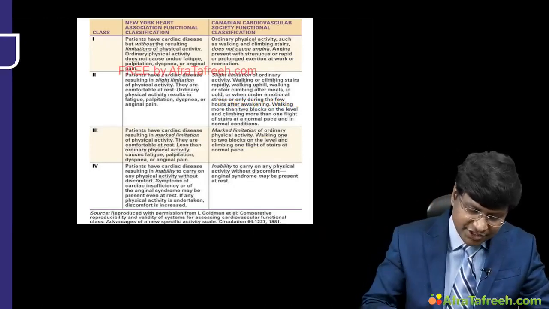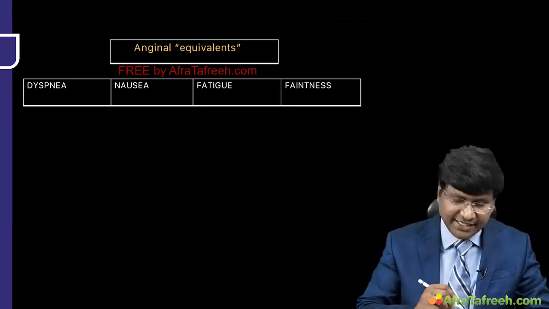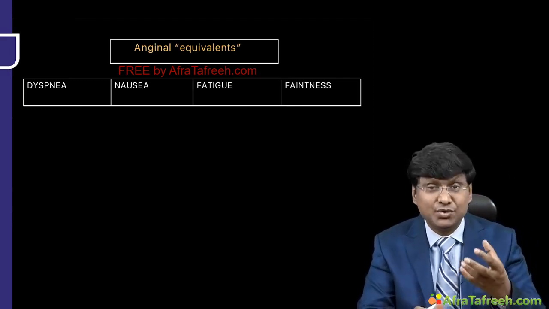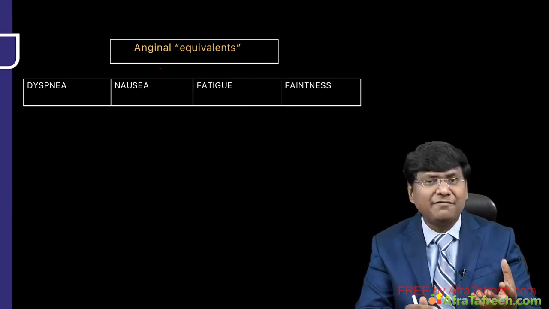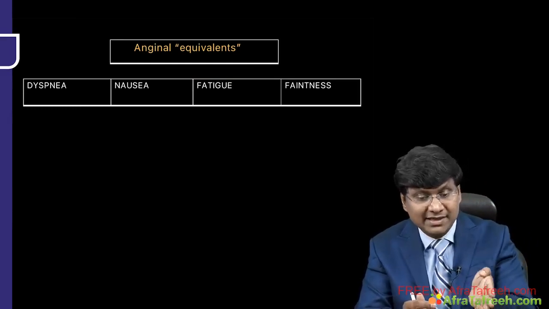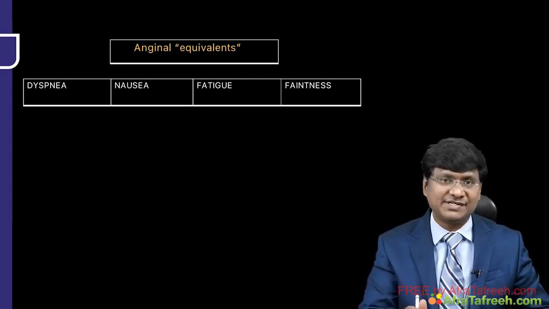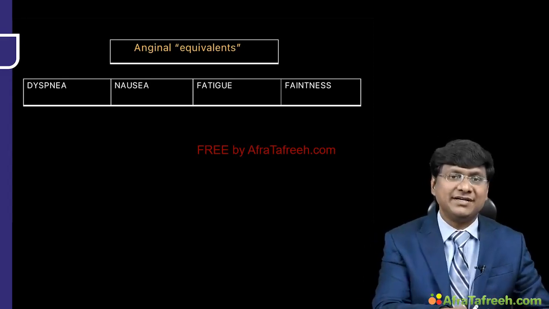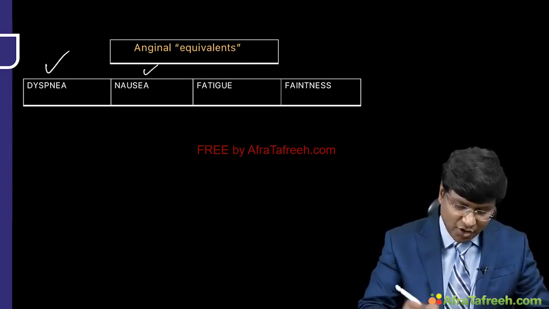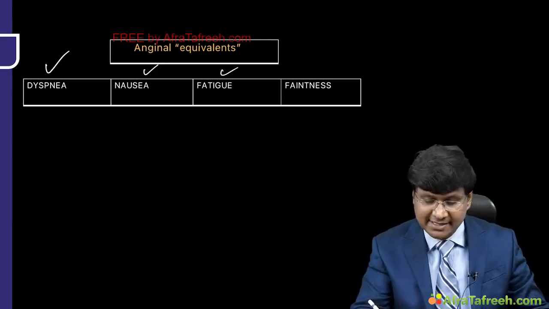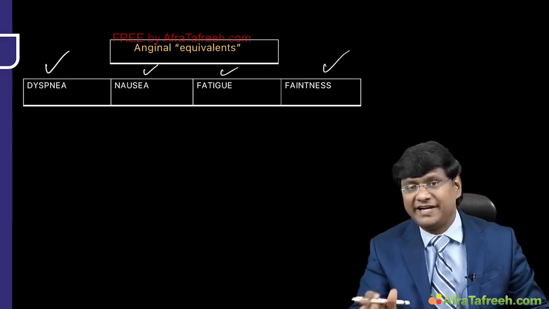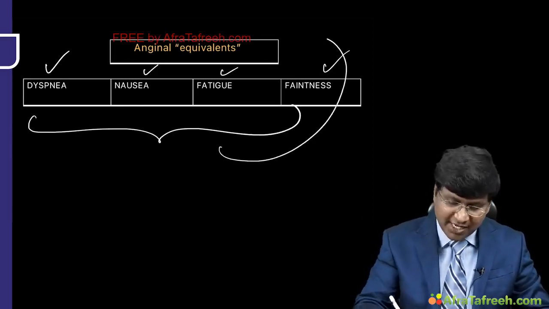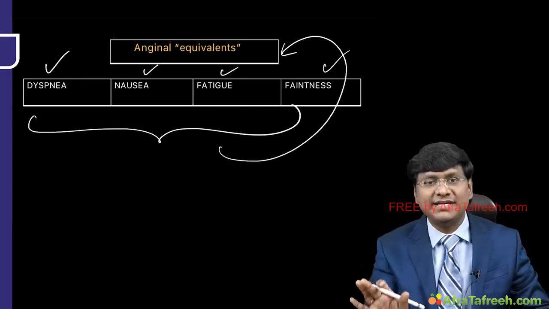Now, we have a terminology called the angina equivalents. In certain groups of individuals, you don't feel the angina, you don't feel the chest pain. Apart from chest pain, you will have other manifestations of ischemic heart disease. What are those other manifestations apart from angina? That includes dyspnea, nausea, as well as fatigue, and there can also be development of faintness. These are nothing but the angina equivalents.